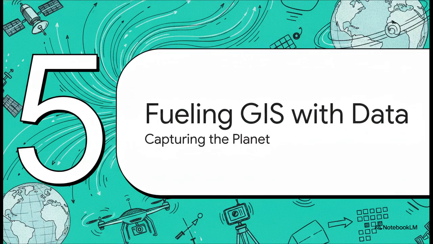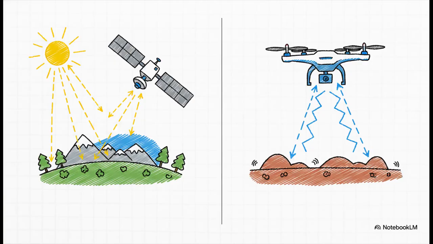Okay, final section, number 5. Fueling GIS with data, capturing the planet. We've talked about how the computer models, flattens, and draws all this stuff, but where do we actually source all this digital raster and vector data from in the real world? Well, a vast majority of modern GIS data comes from remote sensing. That is, acquiring information about the Earth without ever physically touching it. And this is done in two main ways. First, you have passive sensors, like the cameras on satellites. They simply capture the natural sunlight reflecting off the Earth.